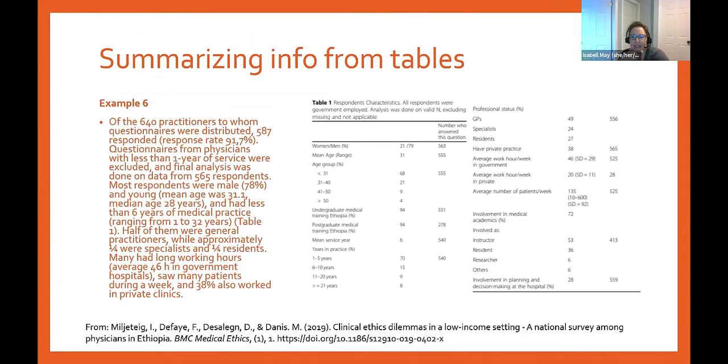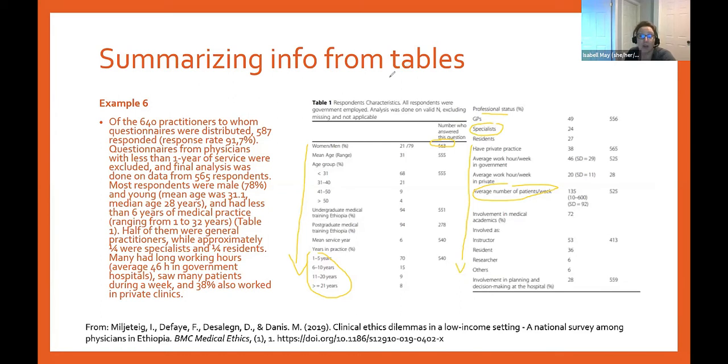I mentioned the summarizing. This is the example that's on your handout as well, because the text is a little bit small. But you'll see here, this comes again from the study in Ethiopia, the survey study. You'll see table 1, respondent characteristics, right? So you see here women, men. Let me highlight this: women, men, number who answered the question, years in practice, because I think they asked physicians, so how many years in practice were these physicians, average number of patients per week. So, are there specialists, professional status and so on. And so if you would put all of this information in Word, in a paragraph, you would have several paragraphs to do this.